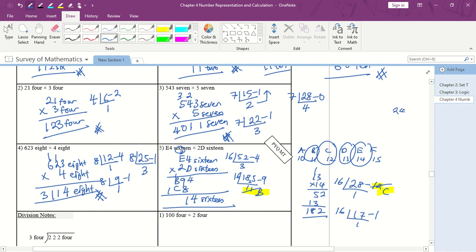So 24, we change it to base 16. So we know it's 1, and here will be 8. So we need to put a 1 here, and here is 8. And 1 plus 1 is equal to 2. So the answer is 2814, 2814 base 16. And that's all.